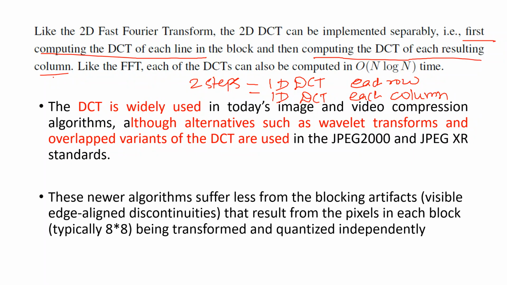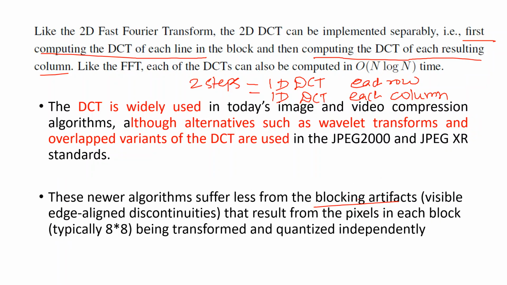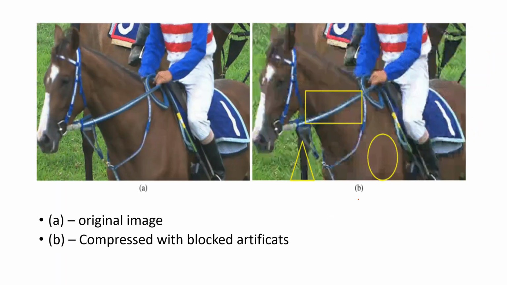So the 2D DCT can be done in two ways. The DCT concentrates most of the energy in the low frequency coefficients, so it is suitable for image compression. But one limitation is blocking artifacts. The solution for blocking artifacts is the wavelet transform, which we'll see later.